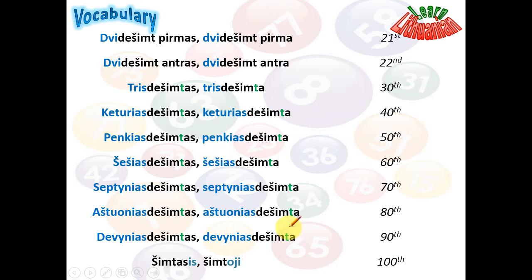And all those decades are also made with the letter T. And šimtasis is a pronominal adjective with a pronominal ending. Šimtasis, šimtoji, because šimtas is already with T. So how can you make the 100th? You can only make this adjective pronominal, because you cannot add another T. There will be no difference.